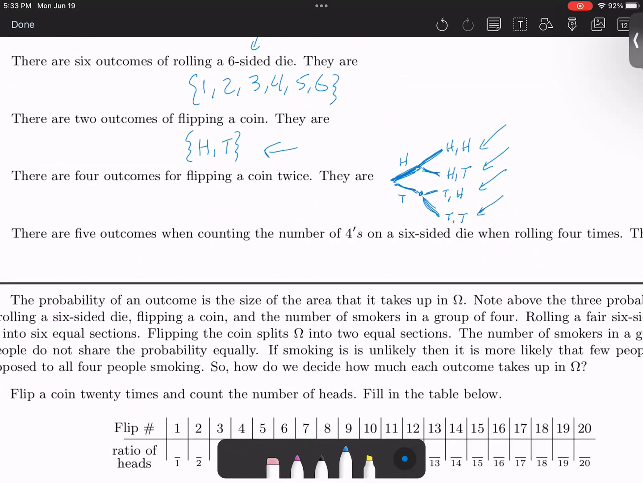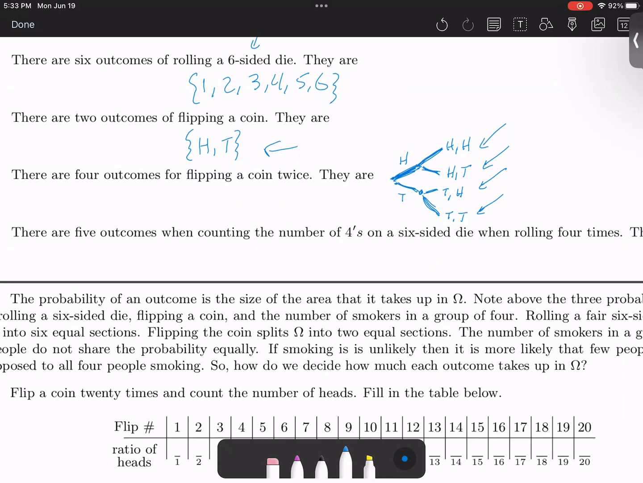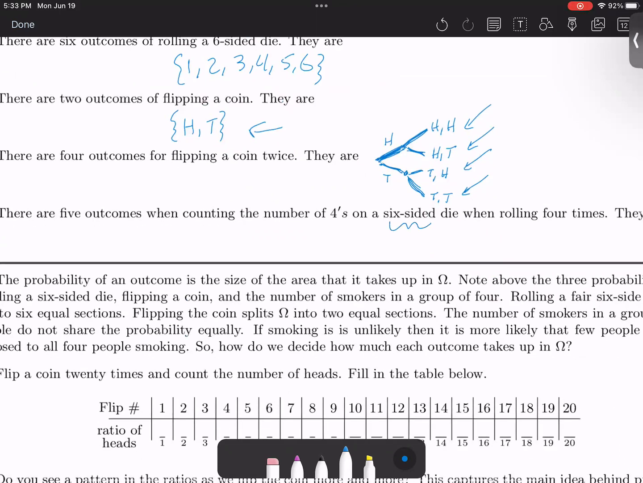Now let's think about counting the outcomes, or not counting, but finding the outcomes when we count a number of 4s on a 6-sided die when we roll 4 times. So it says it's a 6-sided die. I really don't care about that, because all I'm interested in is if it's a 4 or not. I want to count the number of 4s. So if I'm rolling something 4 times and I'm counting the number of 4s, I could have 0 4s, right? Maybe you get a 3, a 2, a 1, a 7. So if I'm counting the number of 4s, you could get 0 4s.